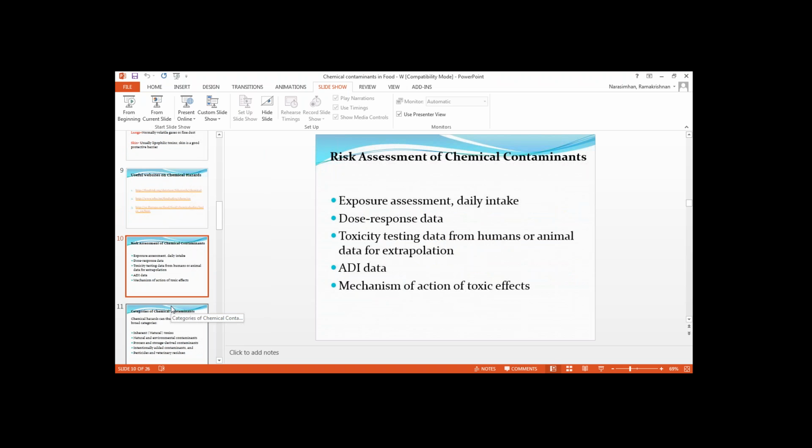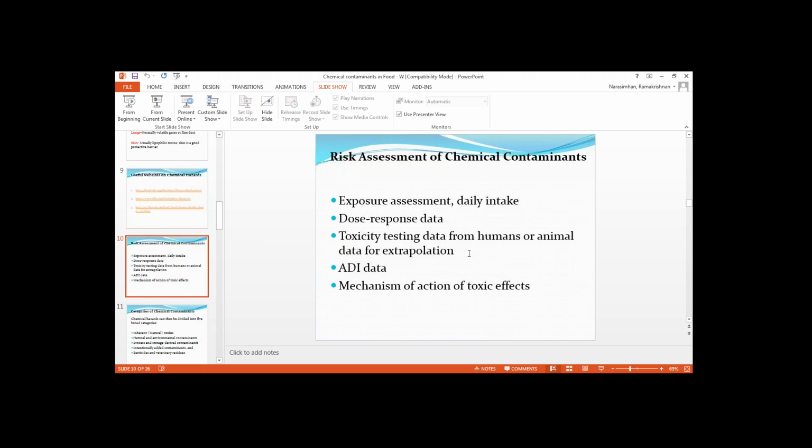So when it comes to risk assessing chemical hazards for food safety, you need to consider a number of specific areas. What are those things? One, exposure assessment, daily intake: what is the extent of exposure to these toxic chemicals, and what will be the daily intake. And then dose response data. You have to have some information about dose response data, and toxicity testing data from humans or animal data for extrapolation.